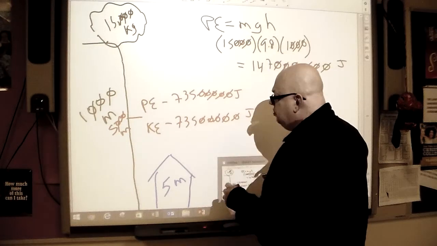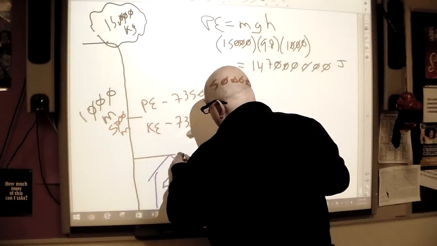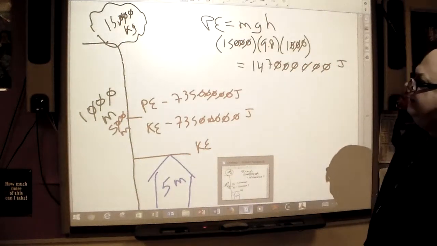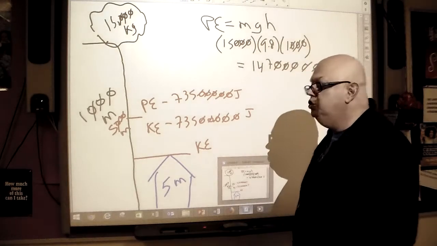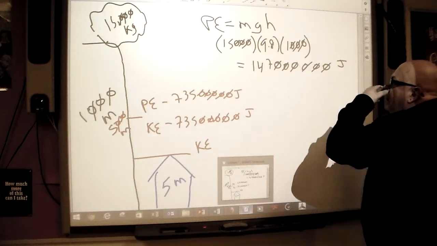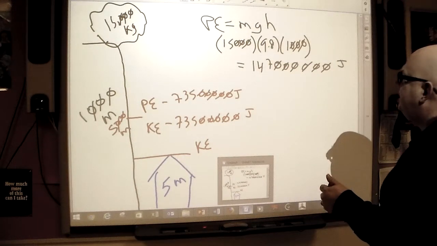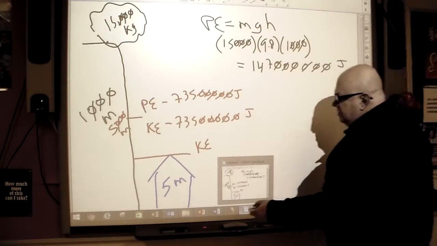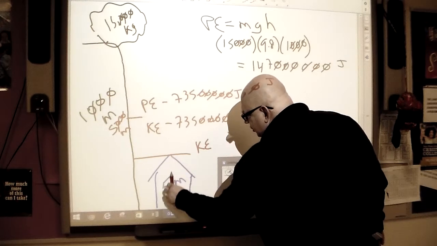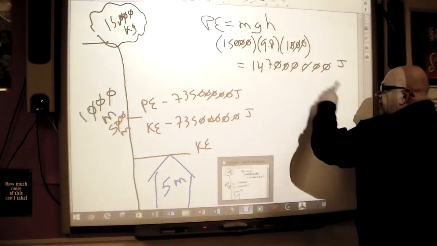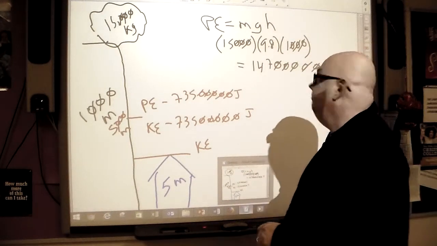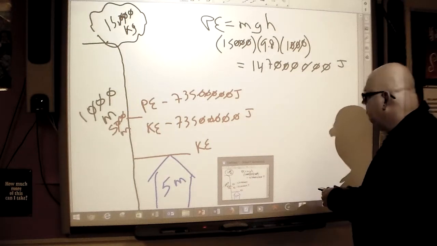But the reality is we're only interested in what happens here. What is the kinetic energy here? We know what the potential energy is here. Could we subtract the potential energy at 5 meters? Calculate the potential energy at 5 meters, subtracted from this. Whatever the difference is, that's the kinetic energy at 5 meters. I think that would be reasonable.